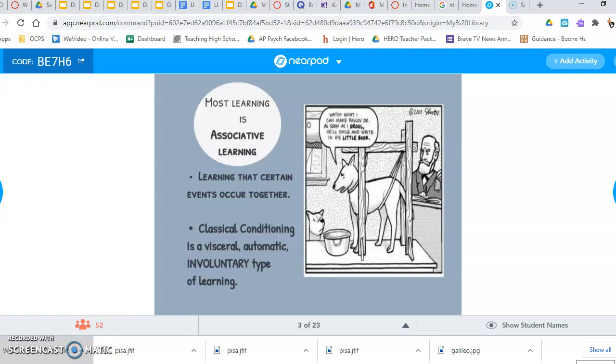Classical conditioning is a type of associative learning. Most of the way we learn is through associative learning, and that's just learning that two things or two events come together. They occur together. So we associate one event with another event. So let me give you an example.